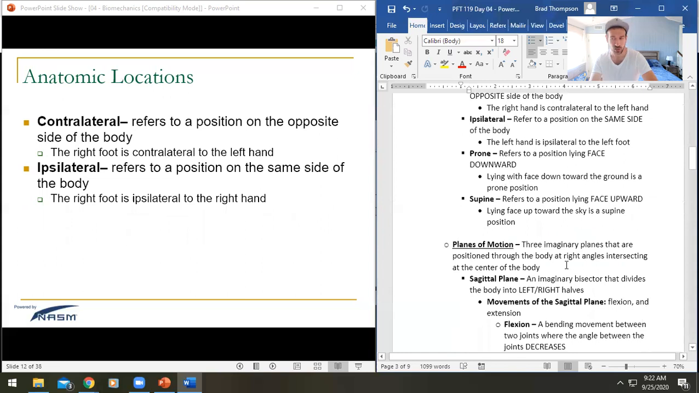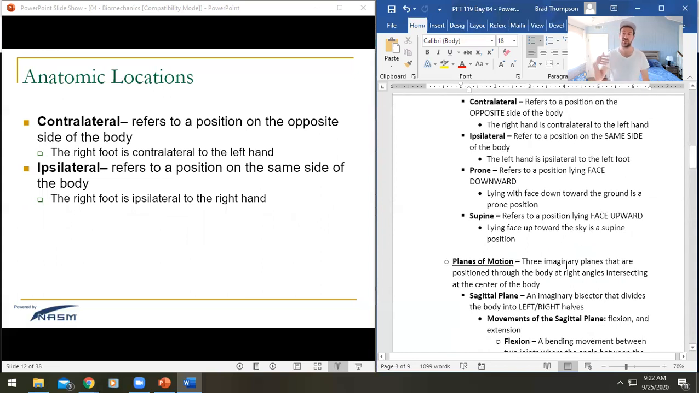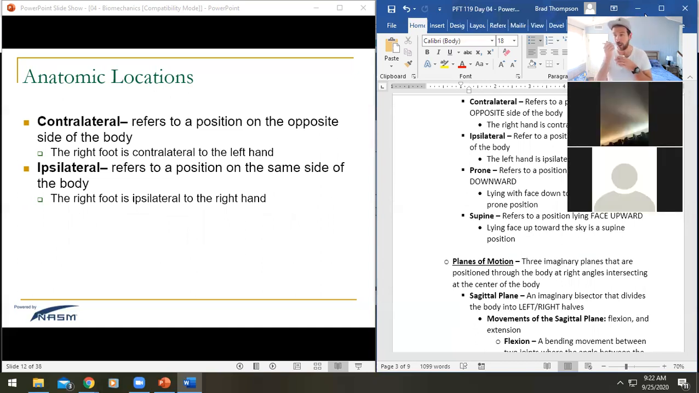You've got contralateral, which is like contra means like, oh yeah, sorry, go ahead. I got a quick question. I'm sorry to interrupt you. No, I love questions. What's the difference between medial and lateral and posterior and distal? Because they're kind of the same, right? You mean proximal and distal? Oh yeah, proximal and distal. I'm sorry. Yes, they are really, really similar.